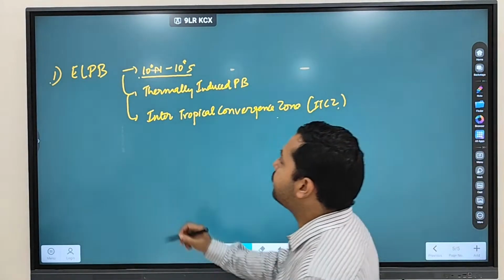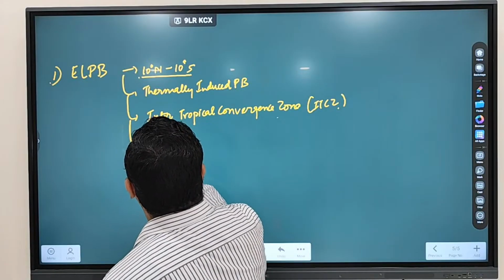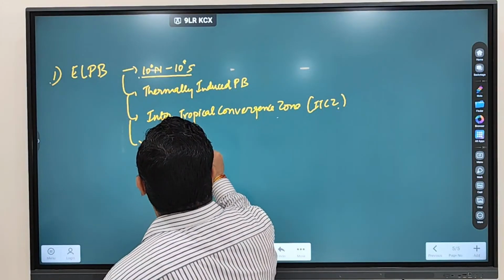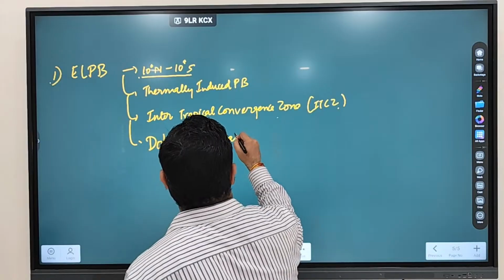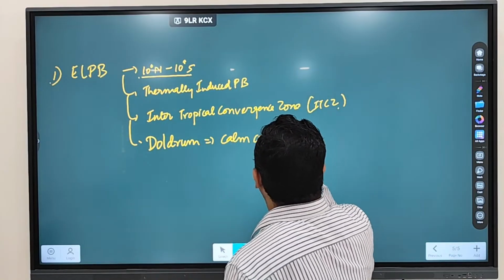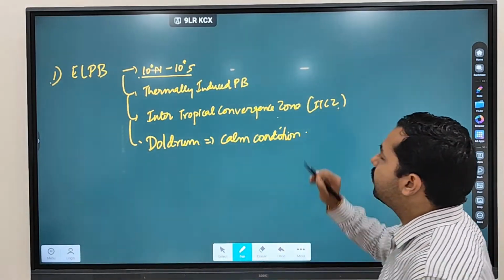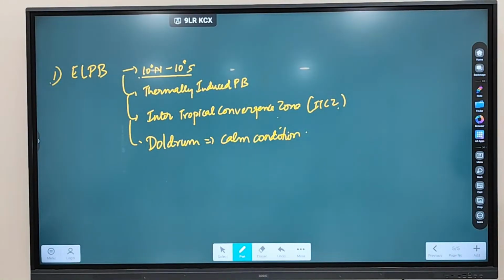It is also referred to by the name doldrum. Doldrum means calm conditions, the prevailing of calm conditions. Calm conditions means that you don't see much movement of air. Much movement of air you will not find over here. That's why this is referred to as doldrum condition.